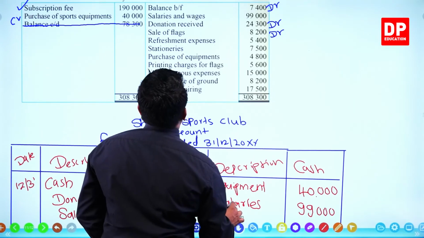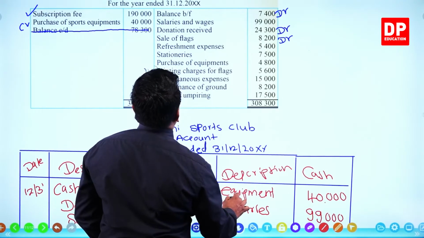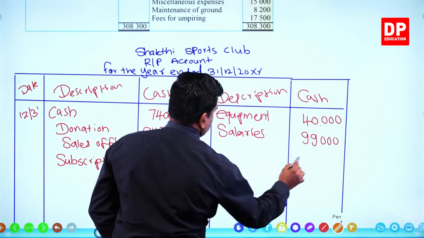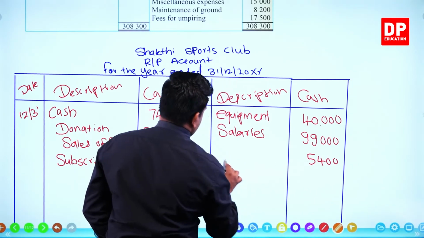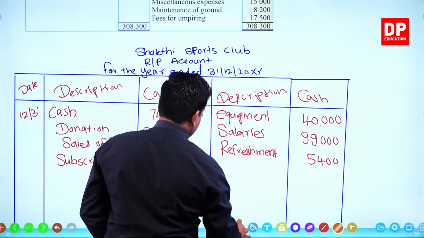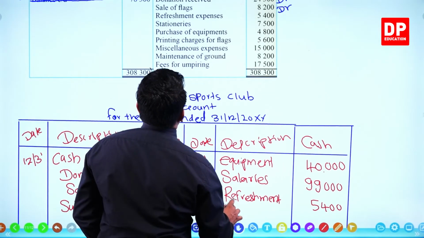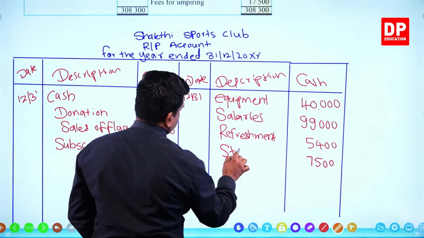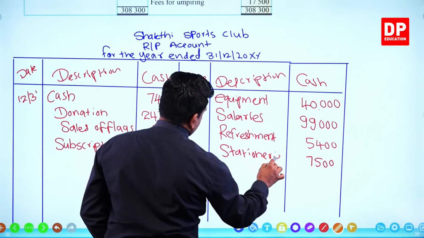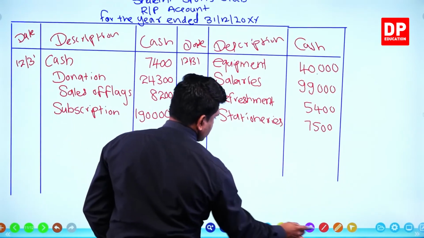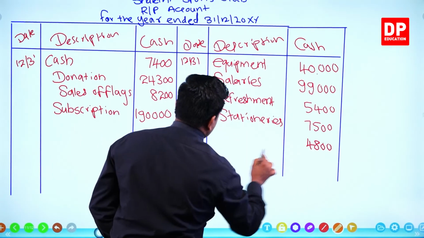Then donation. No, we have done. Then there, sales of flag finish. Refreshment 8,000. No, 5,400. Refreshment 5,400. Refreshments. Then stationery 7,500. Stationery. 7,500. Purchase of equipment 4,800. Equipment.